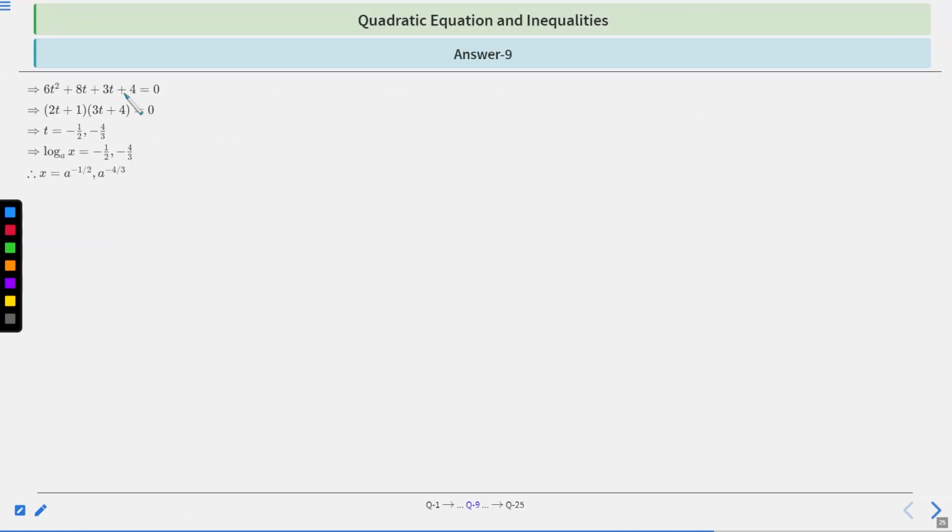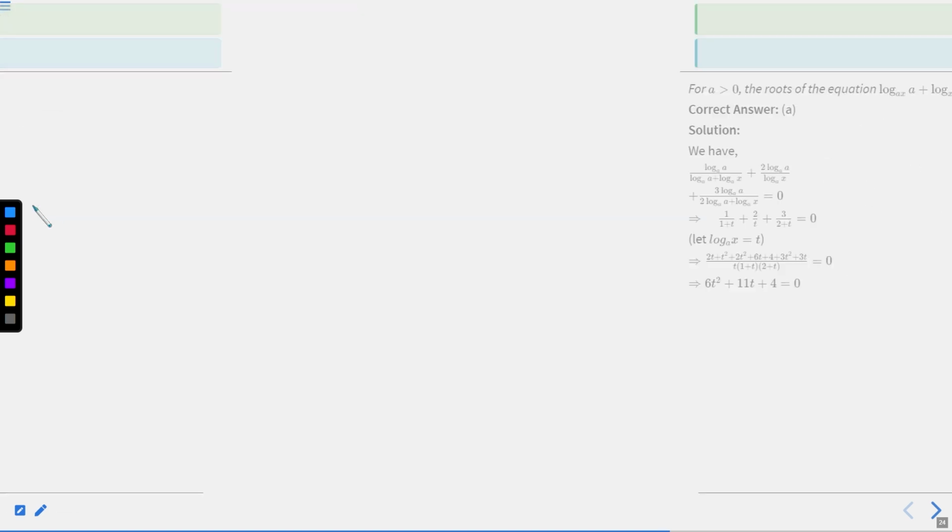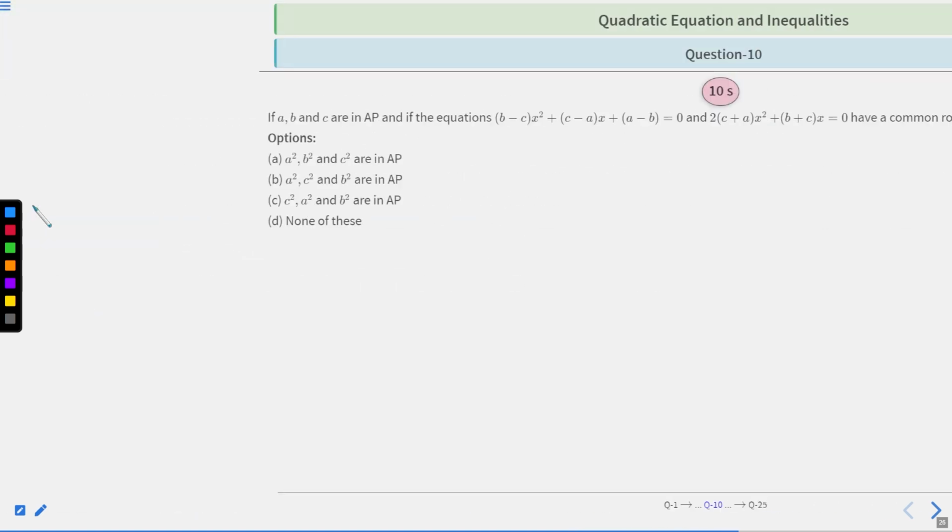Now, this quadratic equation can be solved as 6t square plus 8t plus 3t plus 4 equal to 0. And after solving, we get t as minus 1 by 2 and minus 4 by 3. Right? And t was basically log ax, right? So x is a to the power minus 1 by 2 and a to the power minus 4 by 3. So I think option A is the right choice. One of the roots is a to the power minus 4 by 3. Let's move to the next question. Question number 10.